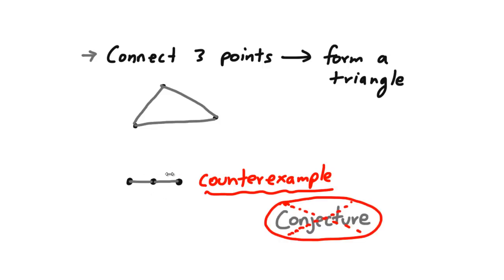So this example is a counterexample because it shows that the conjecture is false, right? So the original conjecture was if we were to connect 3 points, it will always form a triangle. So this shows that this is false, therefore this is the counterexample.